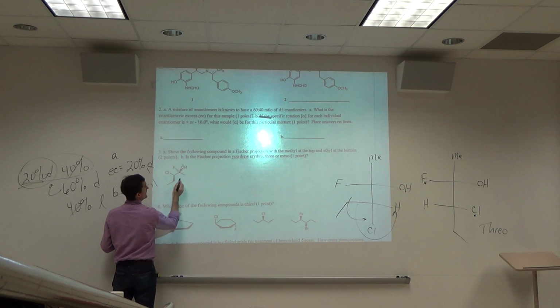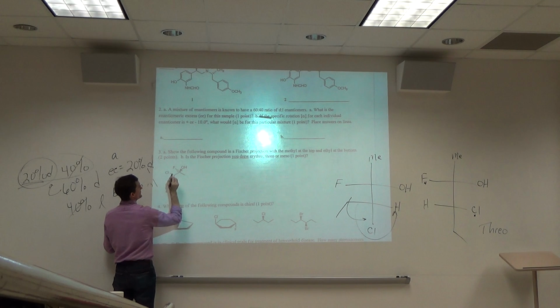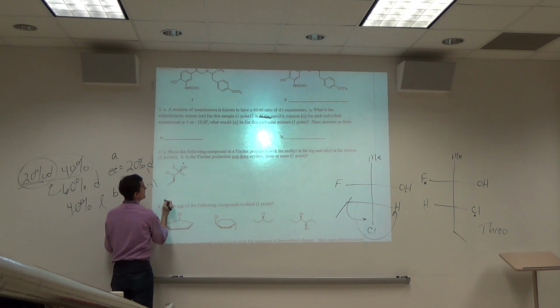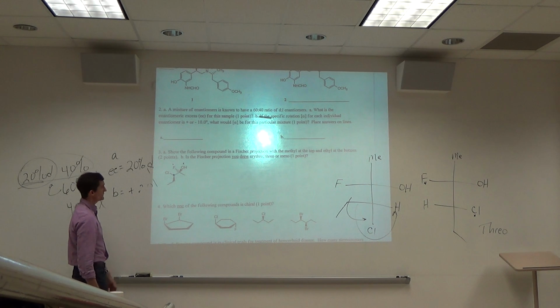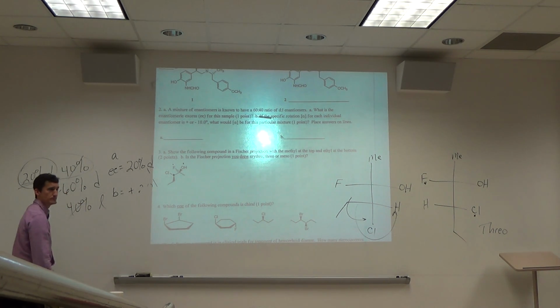Oxygen is one. I'm sorry, that's not one. Fluorine comes before oxygen in terms of atomic number. Fluorine's one. Oxygen two. And then the carbon with the chlorine is 3. Okay, we're going to have to put this on a Fischer just to tell. Can someone determine that? We really need to put it in a Fischer to tell.